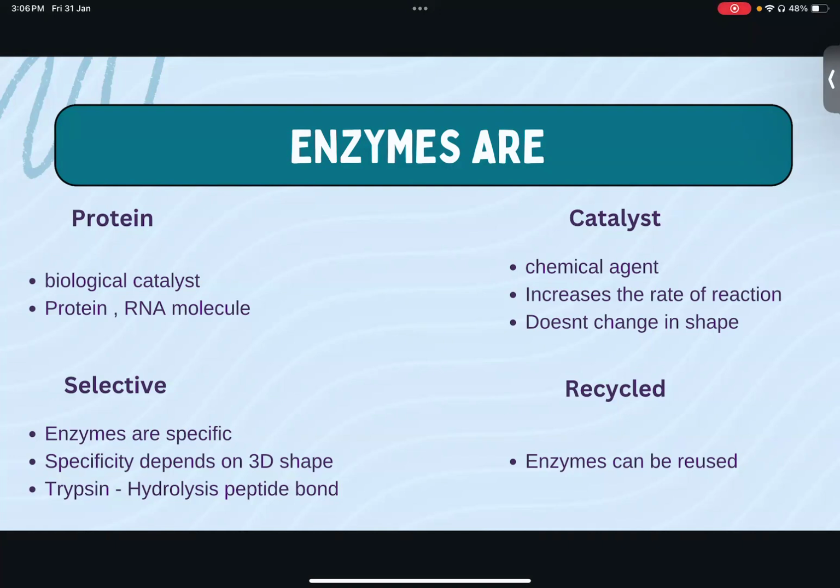They are selective, which means that they are specific. The specificity of the enzyme depends on the 3D shape of the enzyme. It does not bind to any substrate. Each enzyme is specific for its own substrate, such as, for example, trypsin, which hydrolyzes the peptide bond. Okay. Then we have enzymes are recycled. They can be reused. They're not only used once, they can be reused multiple times.